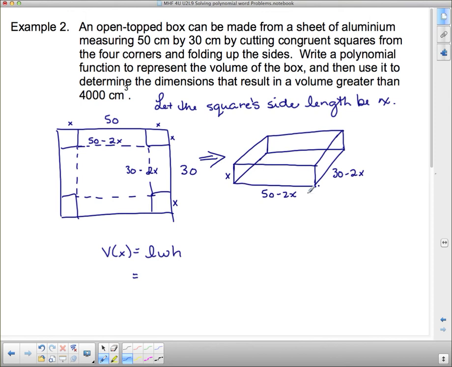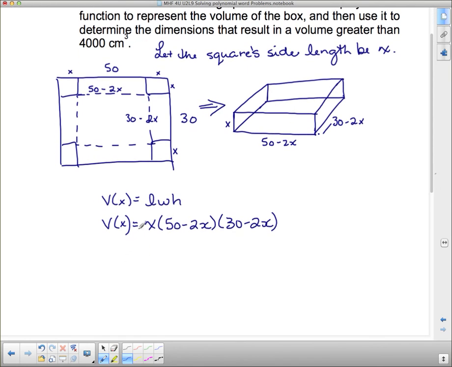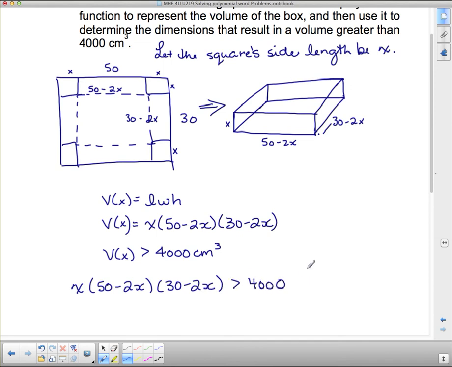Length times width times height. Well, here's length times width times the height of the box. I'm going to put the height of the box first. It doesn't matter what order you multiply in. x times 50 minus 2x times 30 minus 2x. Now there's a representation of volume. So we want to actually know when this volume is going to be greater than 4,000 cubic centimeters. So I want V of x to be greater than 4,000 centimeters cubed. So we set it greater: x times 50 minus 2x times 30 minus 2x has to be bigger than 4,000 centimeters cubed.